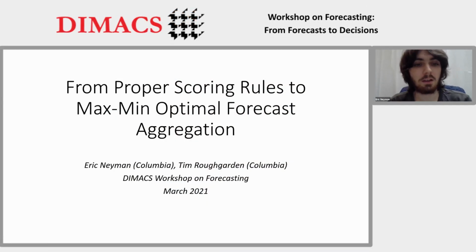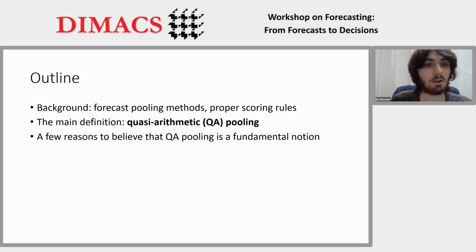Hi, I'm Eric Neyman, and I'm here to talk about joint work with Tim Roughgarden on a connection we found between the questions of forecast aggregation and forecast elicitation. So I'll start by telling you a little bit about these two questions, and then I will share with you our main definition connecting them, which we called quasi-arithmetic pooling. And then I'll give you a few reasons to believe that this notion that we've come up with is a pretty fundamental one.